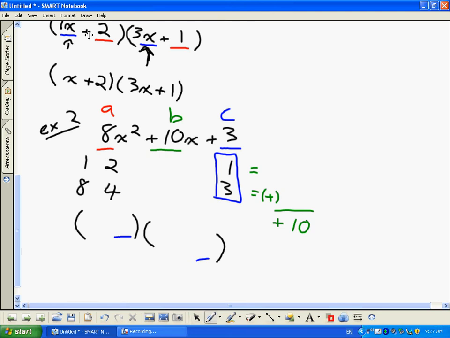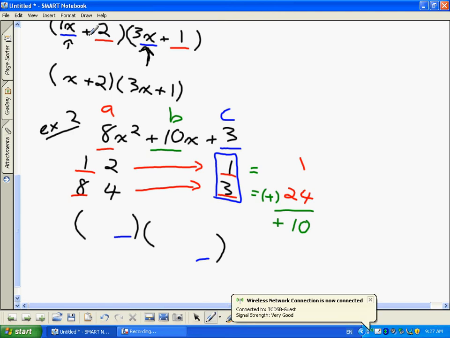So let's go with, zoom in red. 1 times 1, so we'll go straight across, and 8 times 3. Let's see if these are going to work. So 1 times 1 is 1. 8 times 3, 24. 1 and 24, definitely not going to work. These are way too far apart.